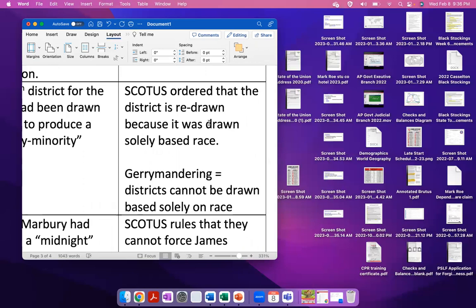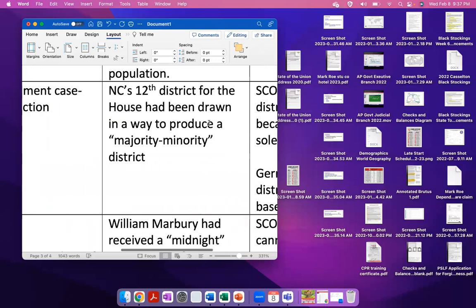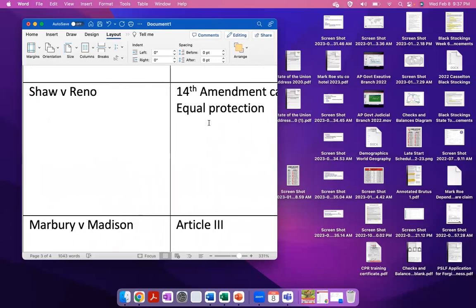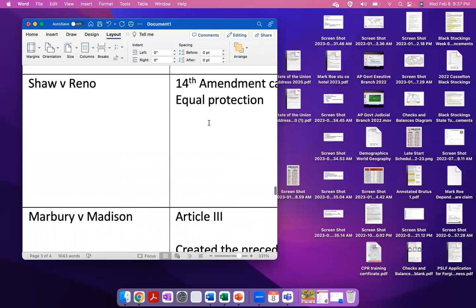However, where this gets to be confusing when it comes to district drawing is the Supreme Court has also said that race can be a factor, which what the heck does that mean? So race can be a factor, but the districts can't be based solely on race. So wrap your minds around that. But that's Baker, that's Shaw versus Reno. My fault. Shaw versus Reno, majority minority districts.